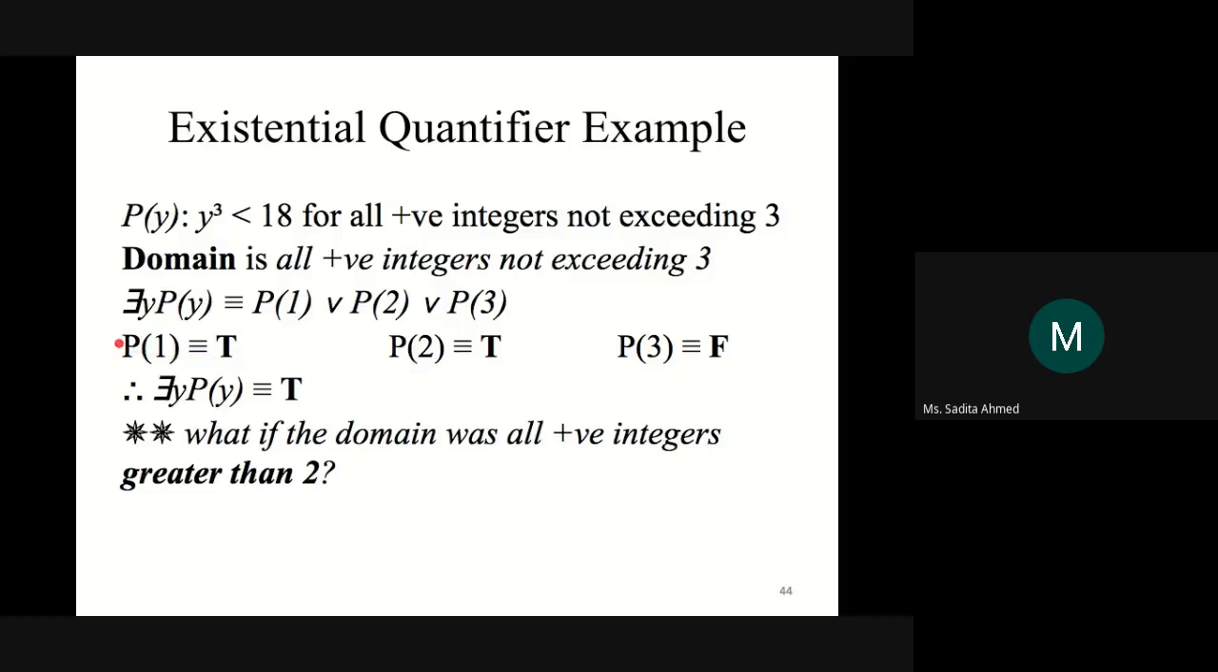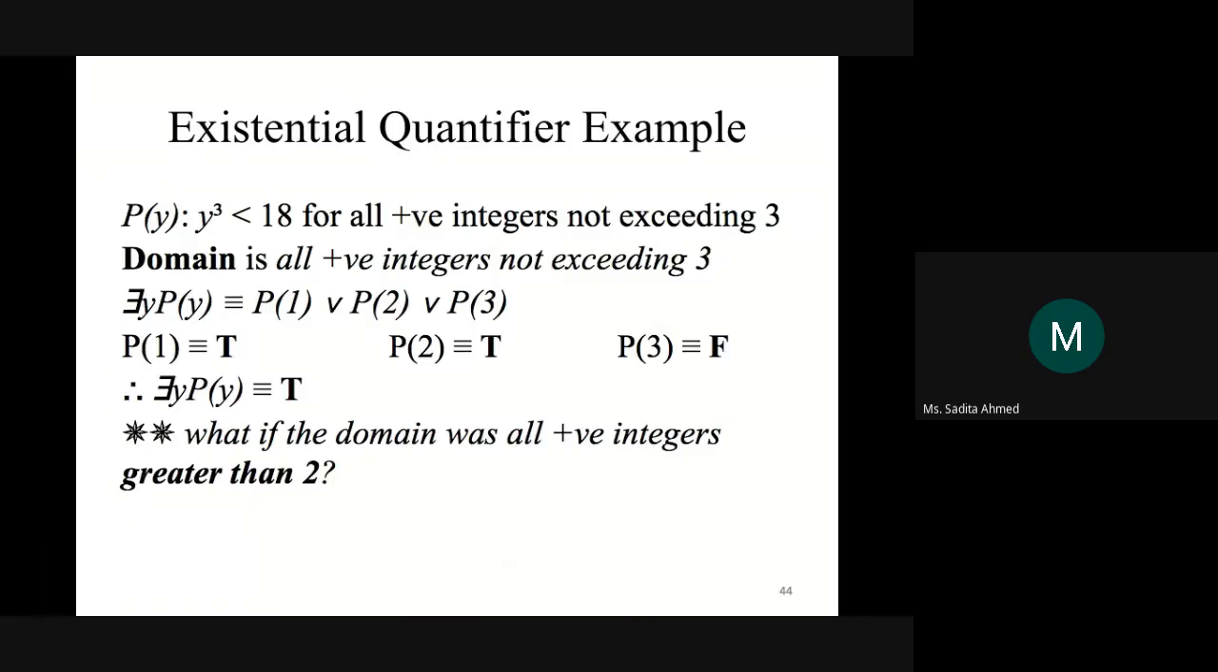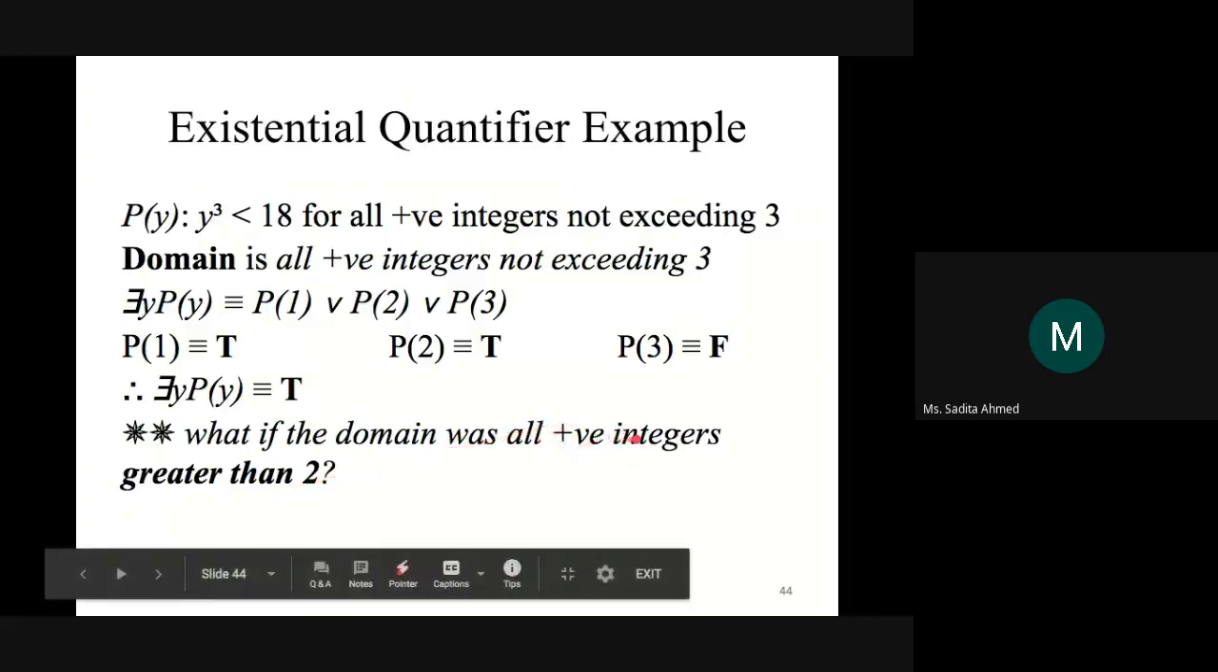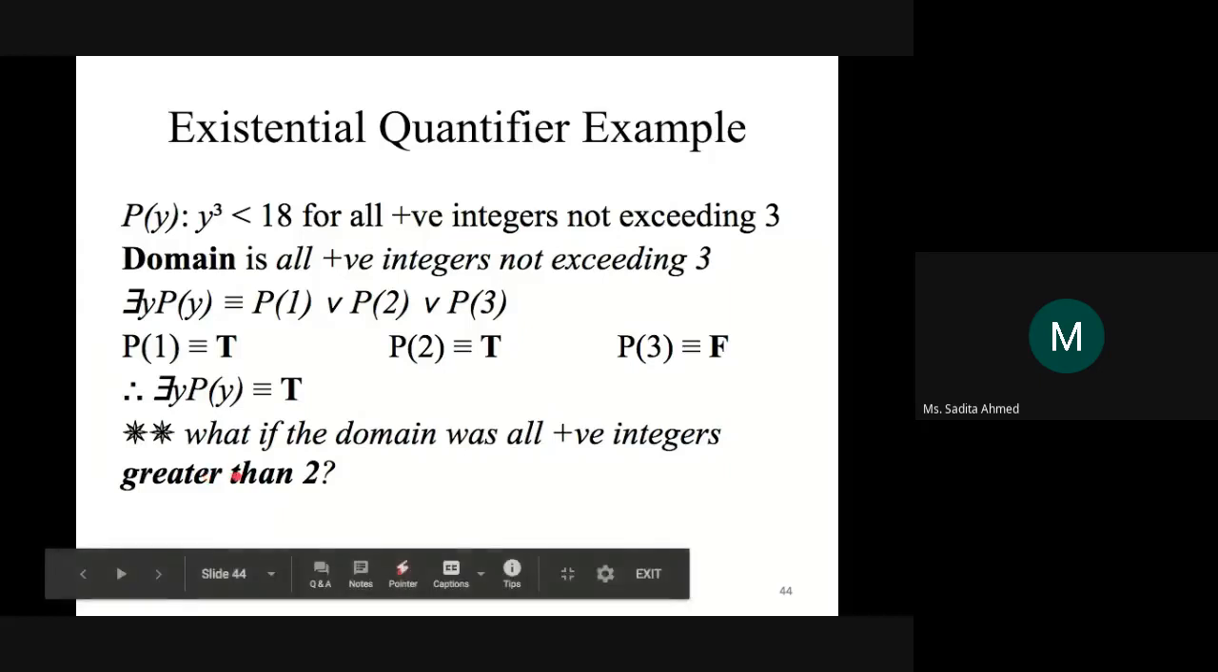So you cannot find even one value from the entire domain, when the domain is all positive integers greater than 2, for which this propositional function is going to be true. So the existential quantification for this function, for this specific second domain, all positive integers greater than 2, is going to give you false. All right. And if existential is false, universal will obviously be false. So yeah, you see, again, the domain is as important as the function itself.